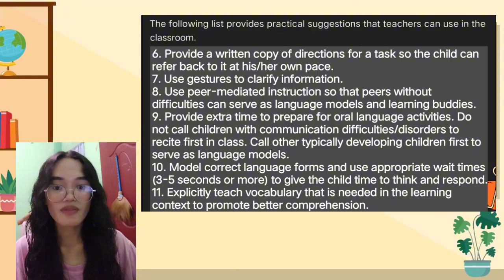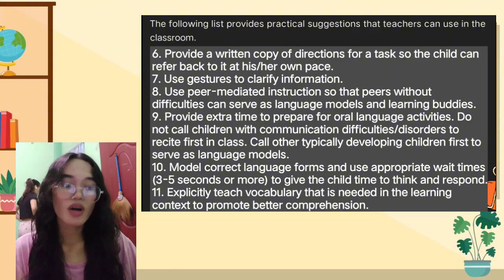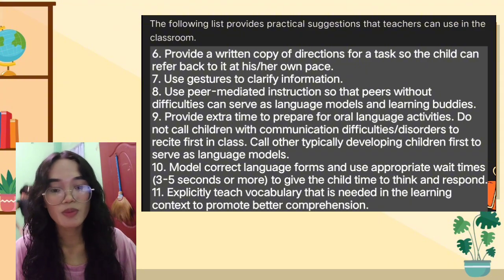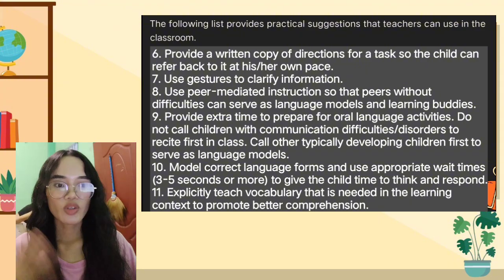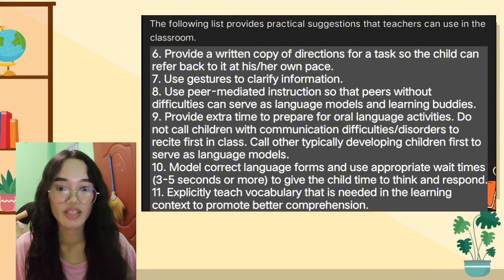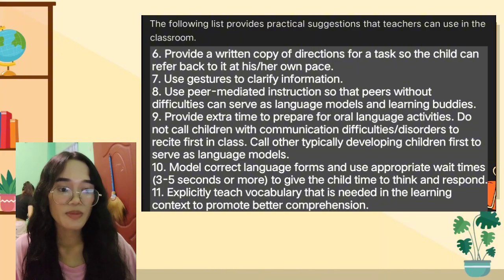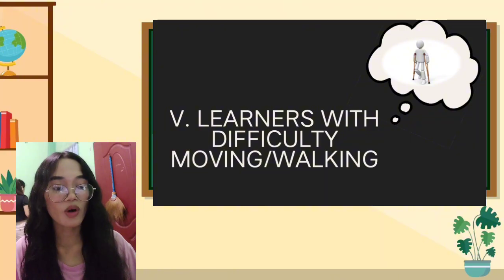Number 11. Explicitly teach vocabulary that is needed in the learning context. So, you need to teach vocabulary that is related to your lesson to promote better comprehension for the children. So, this UDL, alongside the accommodations and the practical tips suggested for teachers to use in the future, will help ensure that children with communication difficulties or disorders have a chance to be successful in an inclusive classroom.